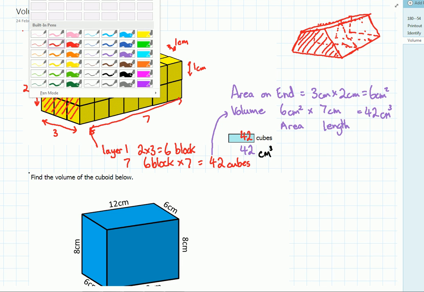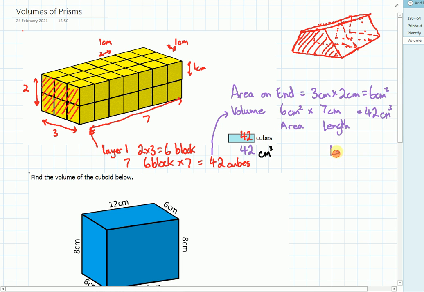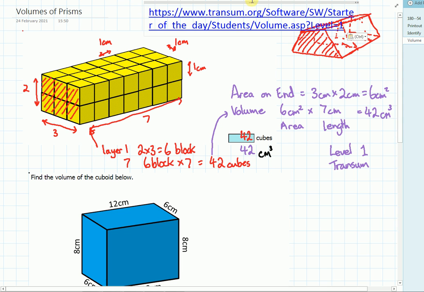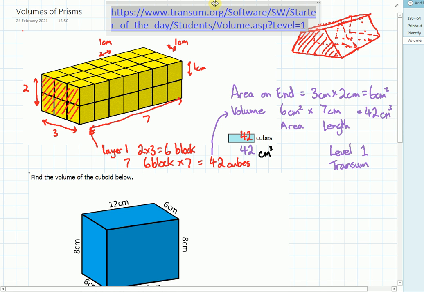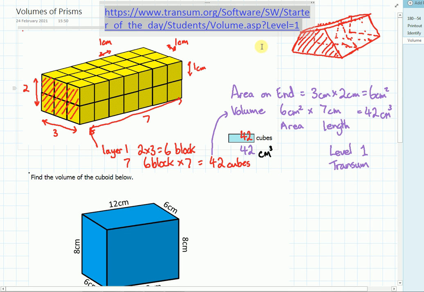If you want to practice it, you can do the level 1 exercise. The link will be put on the lesson for this. Level 1 is just about counting blocks. I'll show you level 2 as well.